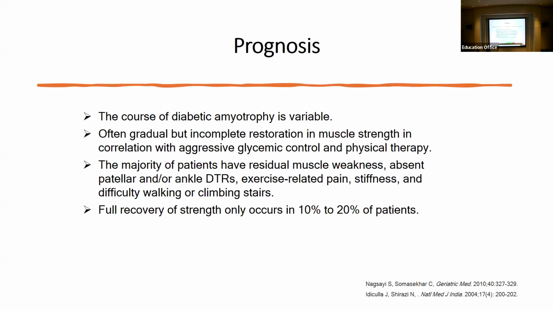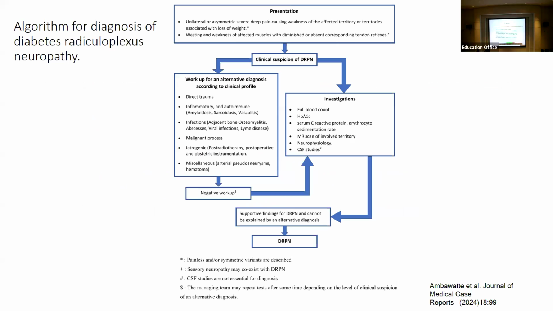The prognosis. The course of diabetic amyotrophy is variable. However, it is often a gradual and incomplete restoration in muscle strength, in correlation with aggressive glycemic control and physical therapies. However, the majority of the patients will still have some residual weakness or diminished deep tendon reflexes in the patella or ankle, and some exercise-related pain and stiffness. Full recovery of strength occurs only in 10 to 20% of the patients.